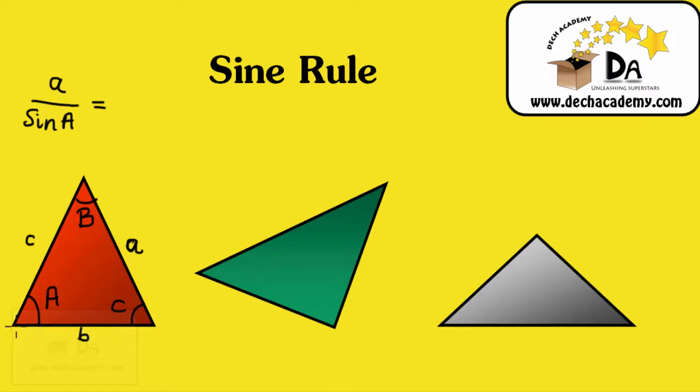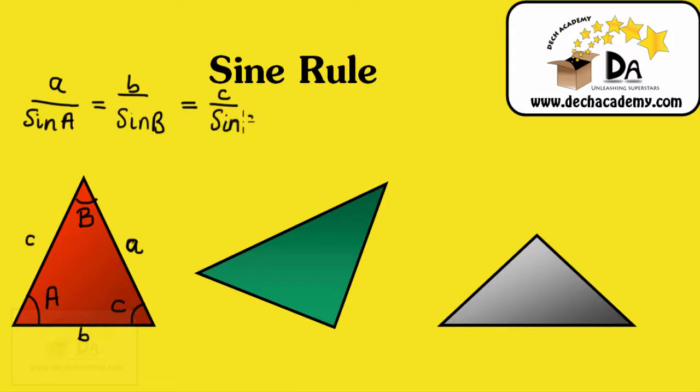I can pick another side, so I'm going to pick this side, write down its length, and divide that length by the sine of the angle opposite to the side I just chose. So sine B. And I can do the same for the last side. I can pick this side, write down its length, and divide it by the sine of the angle opposite to the side I just chose, which is sine C.